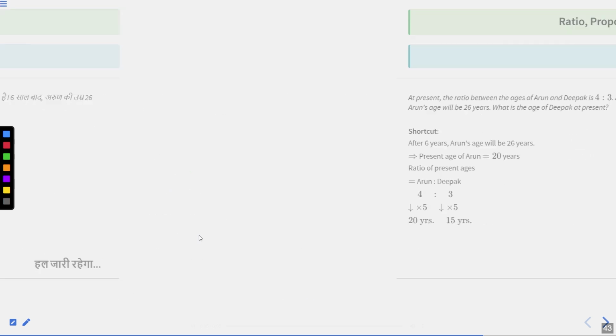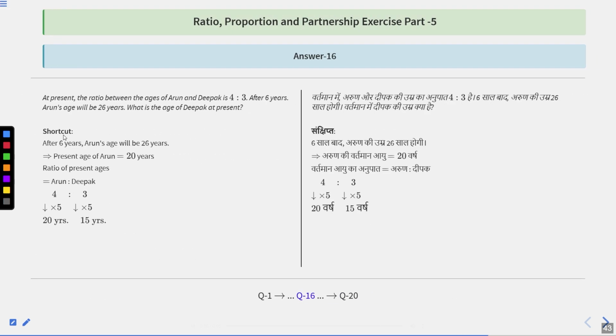Now we use a shortcut to solve this type of question. After 6 years, Arun's age will be 26, so the present age of Arun is 20. The ratio of the present ages of Arun and Deepak is 4:3. Multiplying 4 by 5, we get 20 years, and multiplying 3 by 5, we get 15 years. Next one.